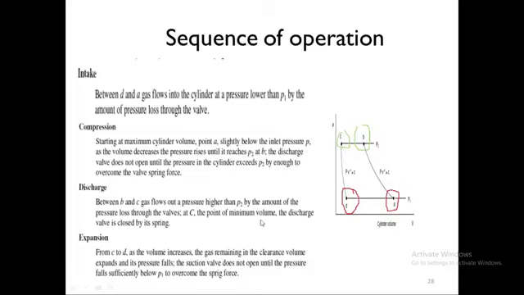At the point of minimum volume, the discharge valve is closed by its spring. So when it reaches the minimum volume, then this discharge port will be closed. When it reaches this minimum volume, the volume from C to this vertical line, the pressure line, is the clearance volume. So when it reaches here at point C, the outlet valve will close. Okay.